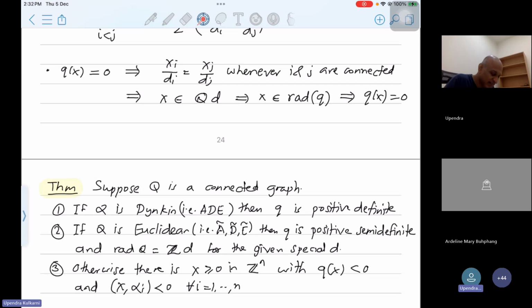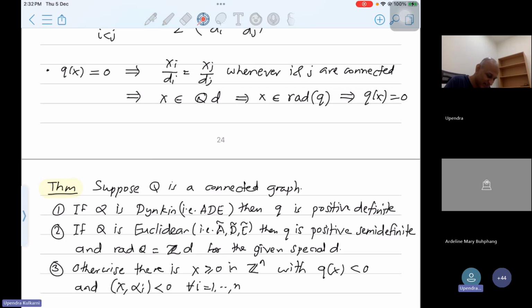so here there is a slight thing. If the quadratic form is positive semi-definite, then I could be Dynkin or Euclidean, right? But if I am positive semi-definite and not positive definite, then there has to be a radical. So then I have to be Euclidean. Because if I was Dynkin, then I would be positive definite. Right?